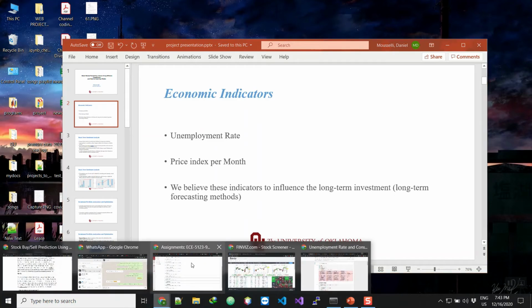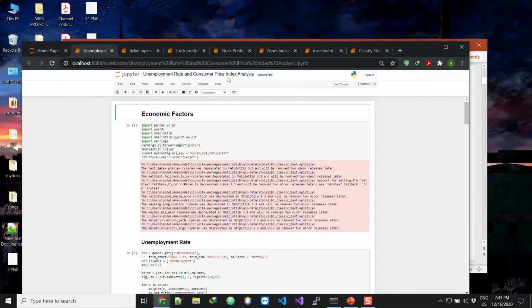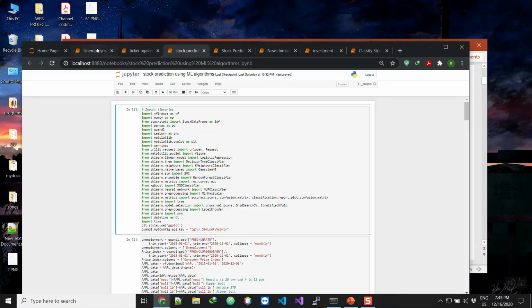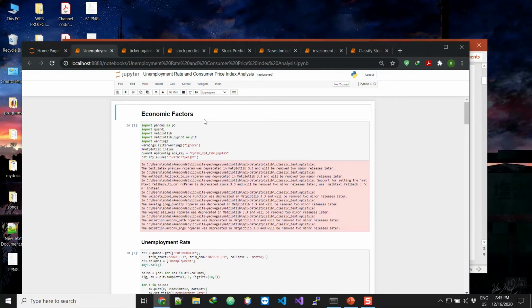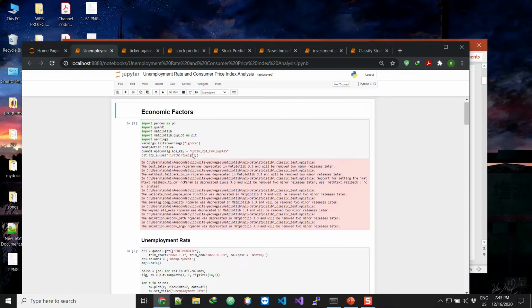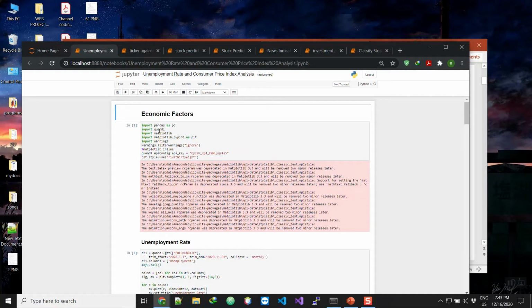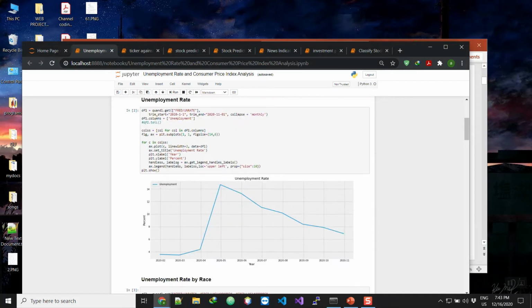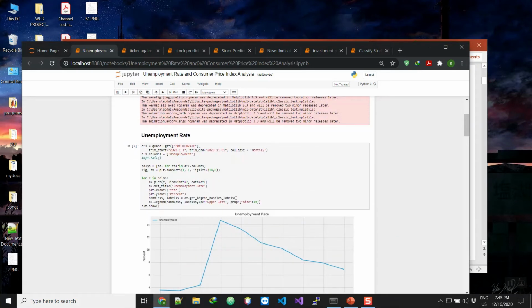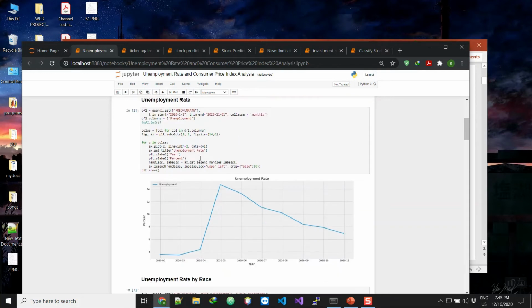I'm going to be showing the notebook where I did the unemployment rate. So we got the unemployment rate using the Quandl library, which has a lot of dictionaries inside of it. The unemployment rate is from FRED, which stands for Federal something, and it updates monthly.